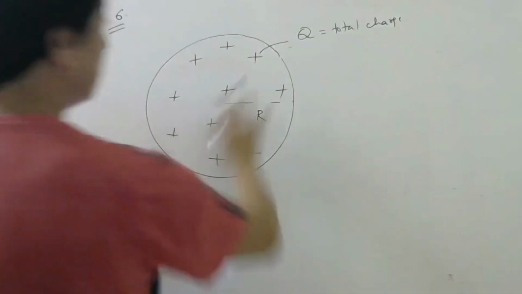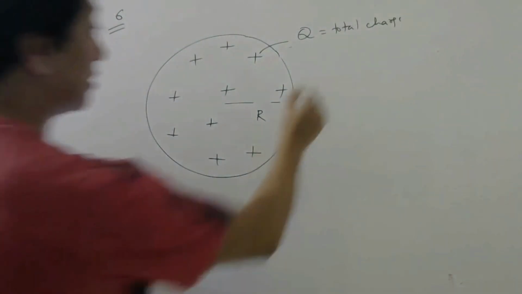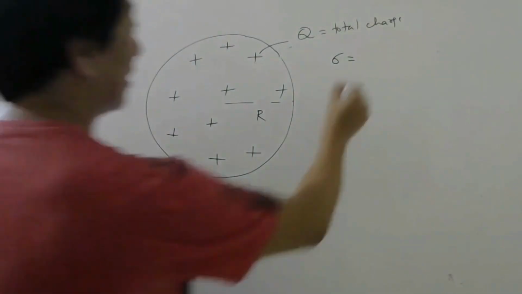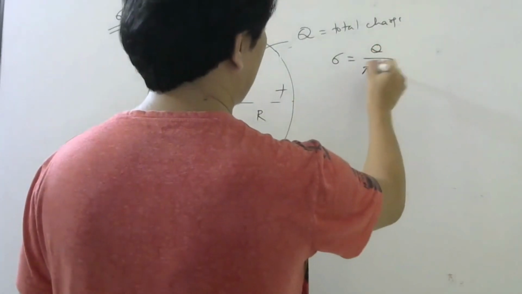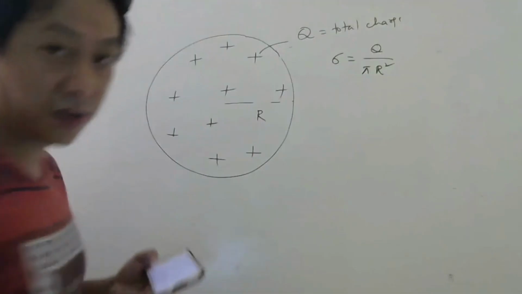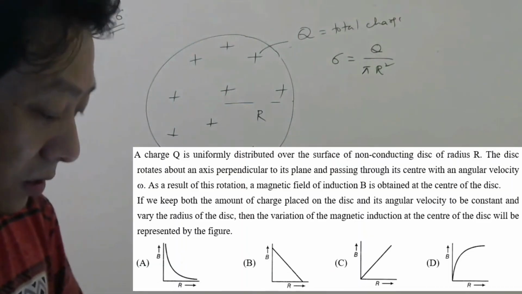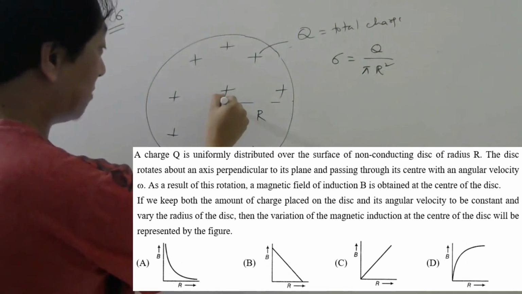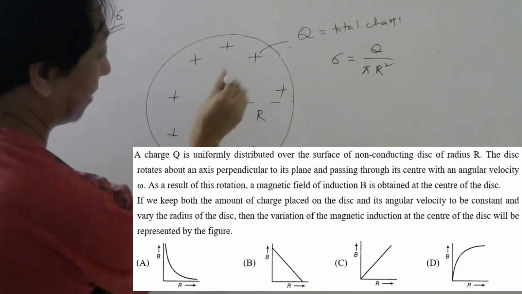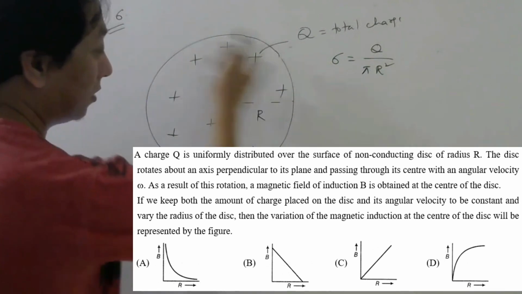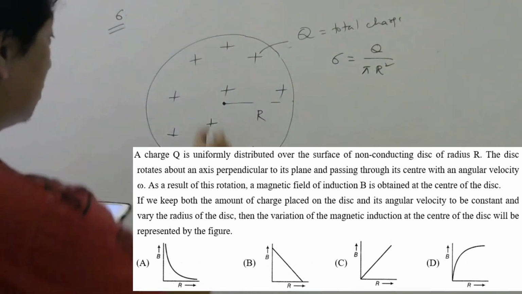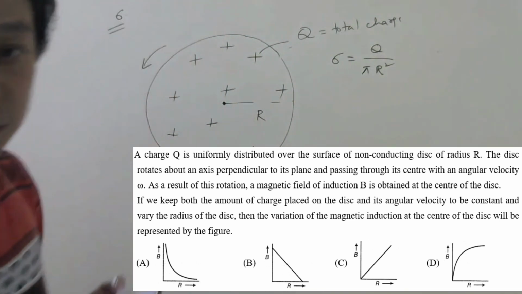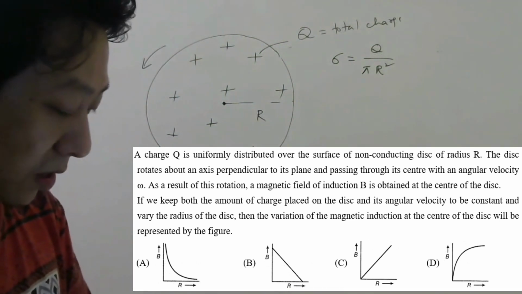Since it is uniformly distributed, what does it mean? Sigma will be constant. What is sigma? Charge per unit area. So Q by pi R square will be constant. Okay. Now the disk rotates about its axis. Its axis means always this line, passing through the center, perpendicular to the plane. So it is rotating with angular speed omega.